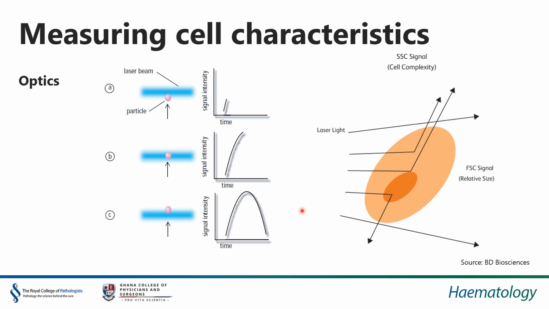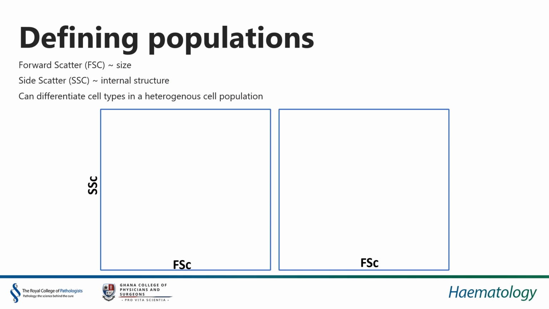At the same time, you've got laser light coming across, and you've got light being shone forward. And that is forward scatter, and that tells us about the relative size of the cell. And then at 98 degrees at right angles, we've got fluorescence being given off, and this is what we call side scatter. What this does is this tells us about the cell complexity and organelle content. So when we define populations, we can use the power of forward scatter or size and side scatter, which is internal structure and granularity, to be able to differentiate cells within a heterogeneous cell population.